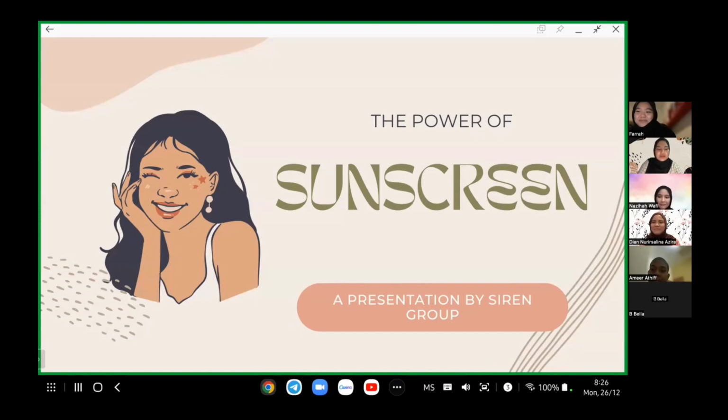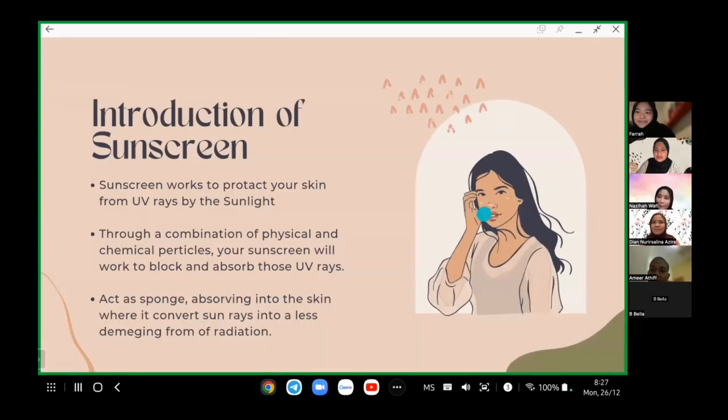So today we will present about the sunscreen. Next, okay. So the introduction of the sunscreen. The sunscreen works to protect skin from UV rays from the sunlight through a combination of physical and chemical particles. The sunscreen will work to block and absorb the UV rays, acting as a sponge, absorbing into the skin, where it converts sun rays into a less damaging form of radiation.